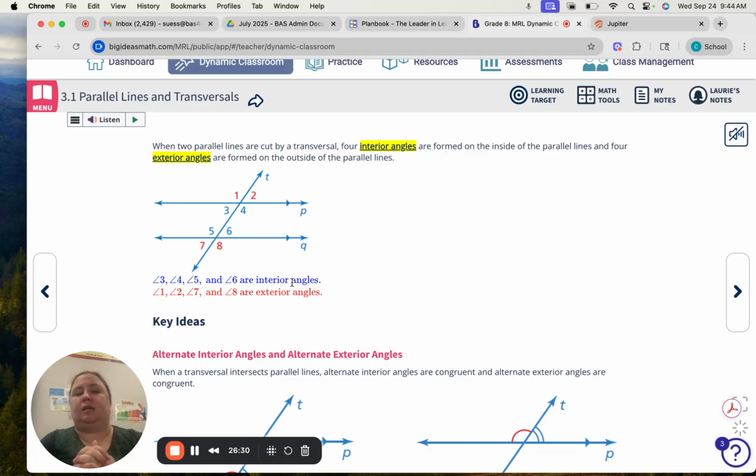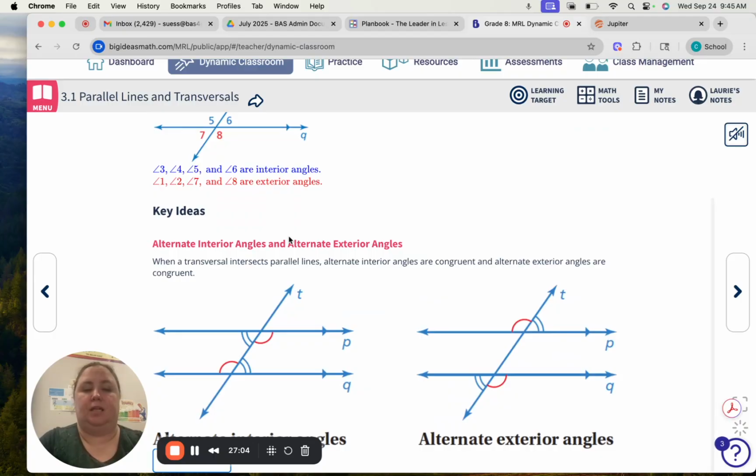Okay, so let's talk about interior and exterior angles. Review here for a second. Somebody tell me what an interior angle is. The interior angles are the ones that are inside of the parallel lines. Very good. So exterior angles would be on the outside of the parallel lines. So they've labeled it real pretty here for you. 1, 2, 7, and 8 are exterior angles. 3, 4, 5, and 6 are considered interior angles. Any questions on that?